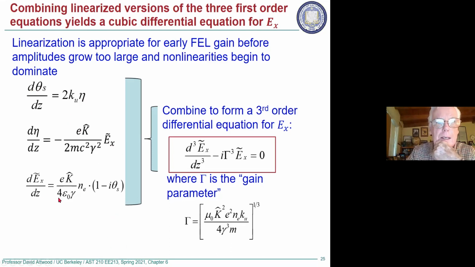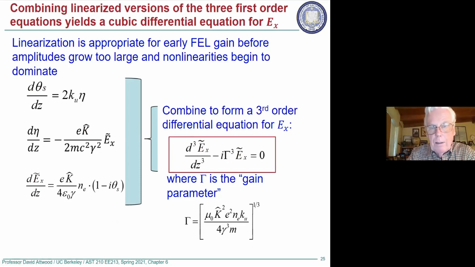If you combine them, it's the only step that's easy. If you combine them, you get this third order equation for the electric field. And the E with the tilde on top means that E is a complex quantity. So it could have growth or it could have decay.